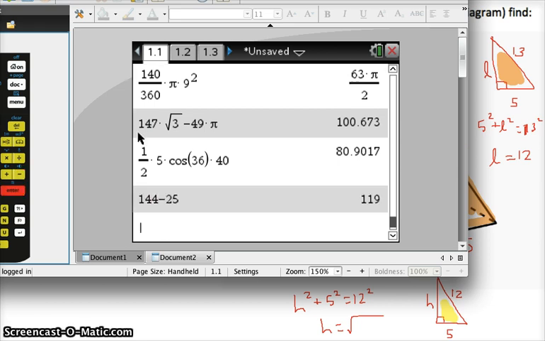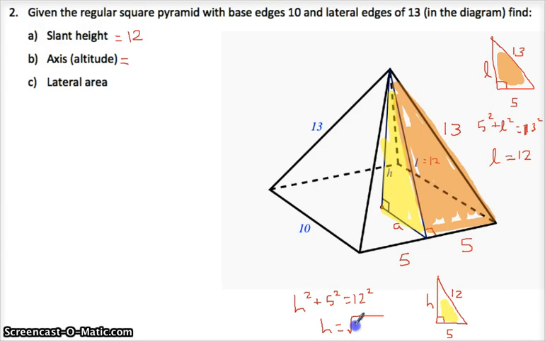119. All right. So this is the square root of 119. Okay, and that's what we wanted here. It's almost 11. Whoops, 119. I said 11 and I wrote down a 2. All right, square root of 119. And then lateral area. Well, that was half times the perimeter times the slant height, which is half times the perimeter. Well, this is a square and it's got side of 10, so that's just 40.